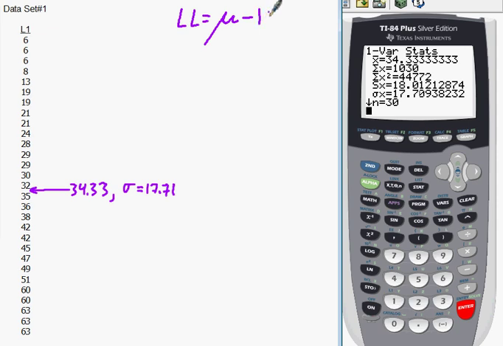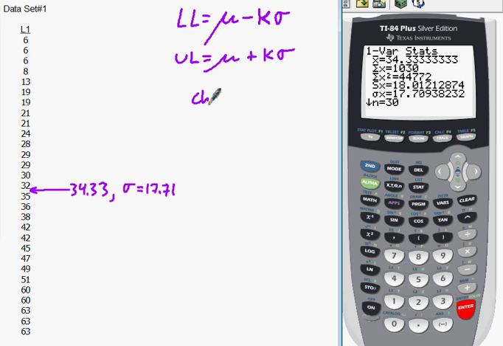So we're going to represent that number as k. It could be 1 standard deviation, like the previous example. It could be 2. It could be 1.5, any fraction thereof. So it's k standard deviations. And, of course, the upper limit would be the mean plus k standard deviations away.